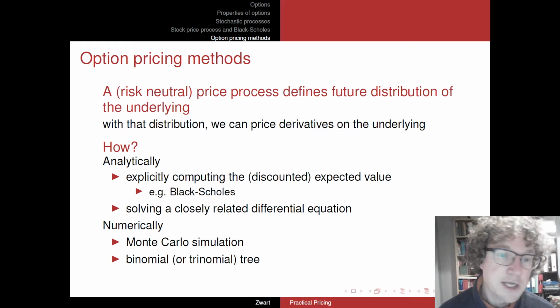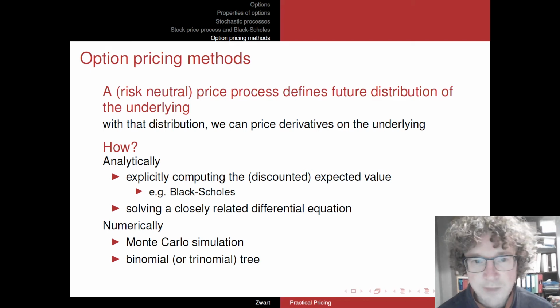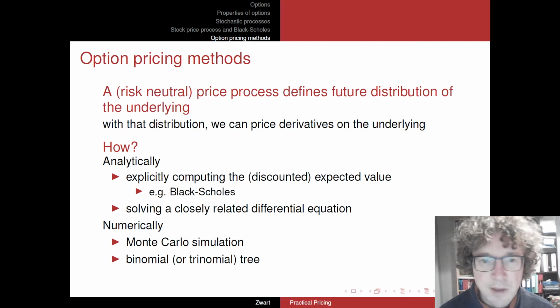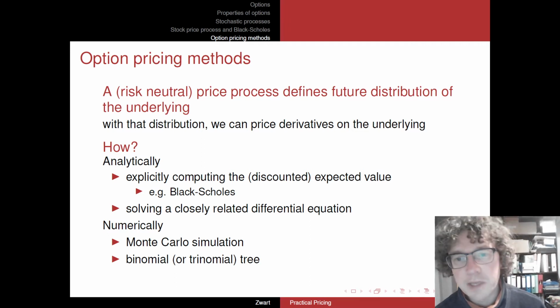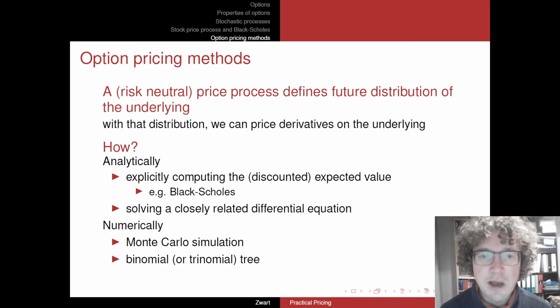Well, sometimes it's possible to do this analytically, and precisely this Black-Scholes formula was an example of that. Sometimes we can explicitly compute that expected value and then take the discounted value of that, so the present value of that. That gave us this Black-Scholes formula. But often that's not possible. Apart from taking the expectation, a related approach is solving a closely related partial differential equation. Often it's not possible to do this analytically, and we have to rely on numerical methods.